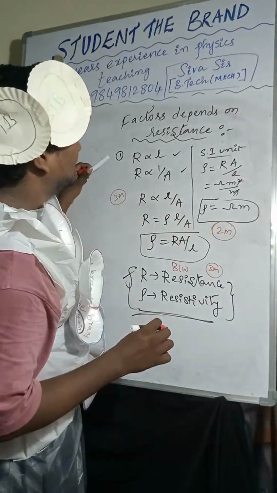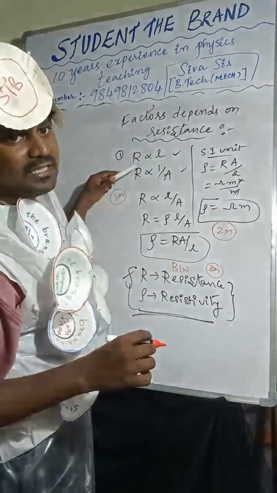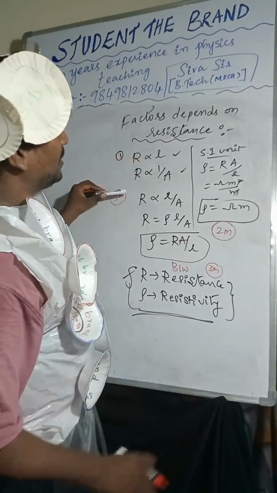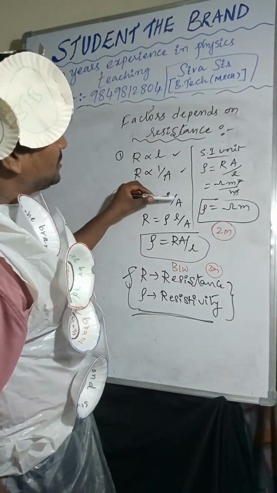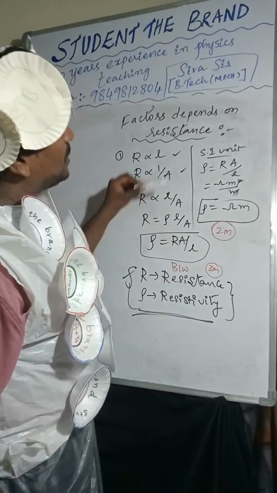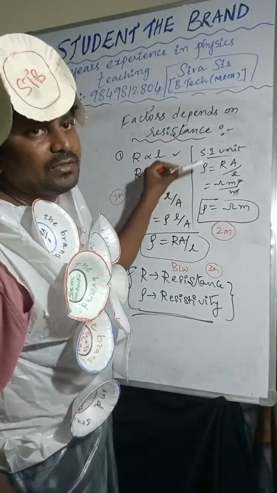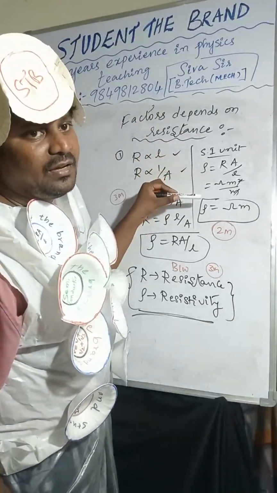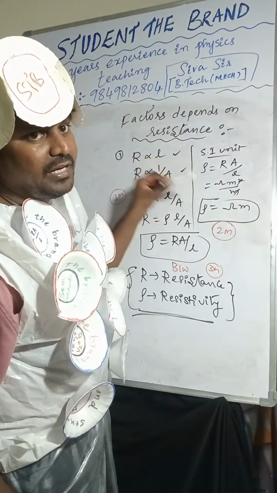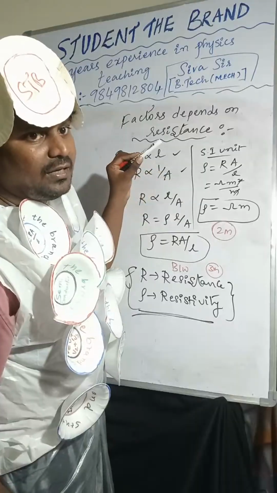So the factors that resistance depends on: resistance depends on the length of the conductor, resistance depends on the area of the conductor. So R is directly proportional to L by A, R equal to rho into L by A, rho equal to RA by L. So here we are finding the SI unit of resistivity. Very very important. Make sure that you are learning this one.